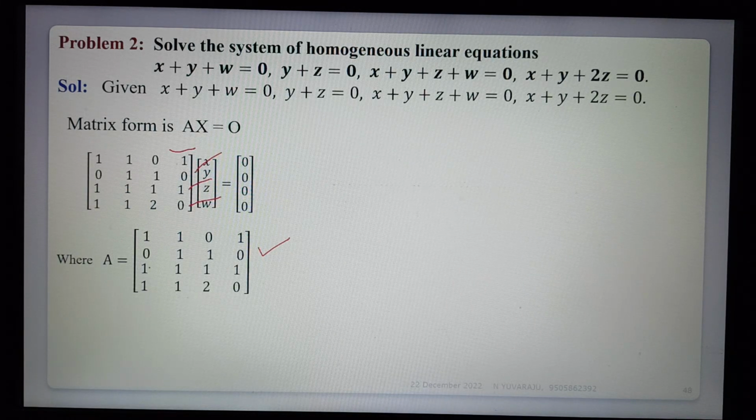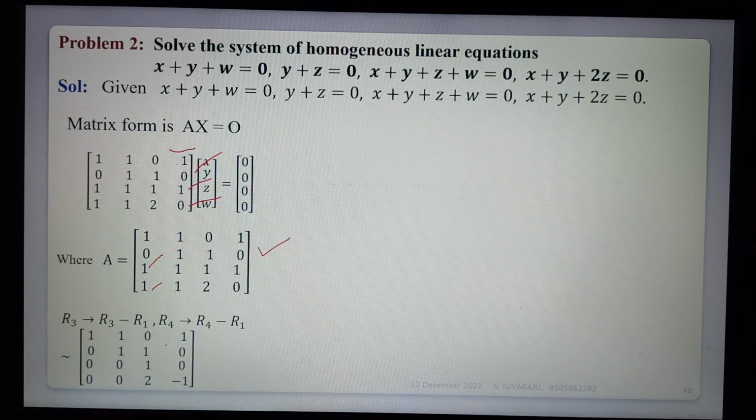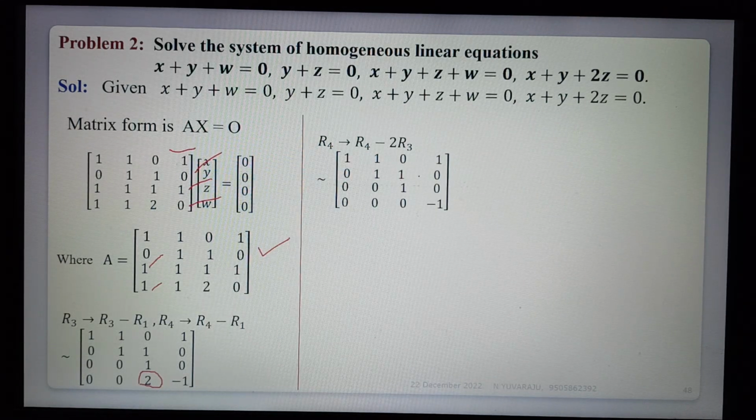So this is row echelon form. Convert this element to 0, this element to 0 using R1: R3 minus R1, R4 minus R1. That gives 1 1 0 1, 0 1 1 0, 0 0 1 0, 0 0 2 minus 1. Next, this element 0, that is R4 minus 2R3: 1 1 0 1, 0 1 1 0, 0 0 1 0, 0 0 0 minus 1. Okay, so this is a row echelon form.